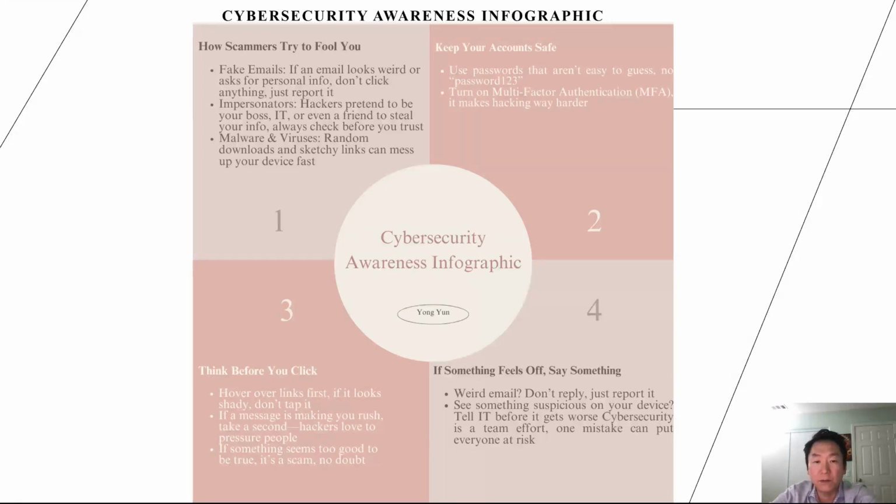Malware and viruses: random downloads and sketchy links can be very dangerous. Make sure to keep your account safe. Never use simple passwords like password123 or 1234, and make sure that you comply with multi-factor authentication, which is called MFA. Three, think before you click. Hover over the link first, and if it looks shady, don't tap it. If a message makes you rush, take a second. Hackers love to pressure people. So make sure that you do not do that.